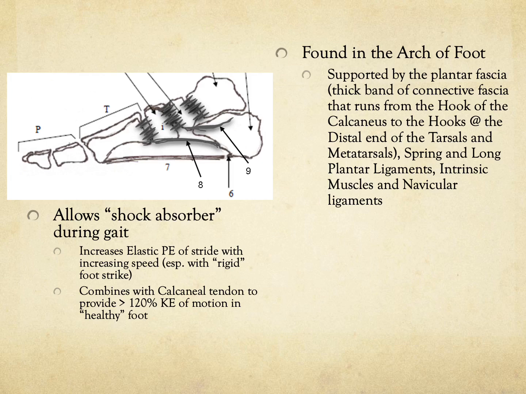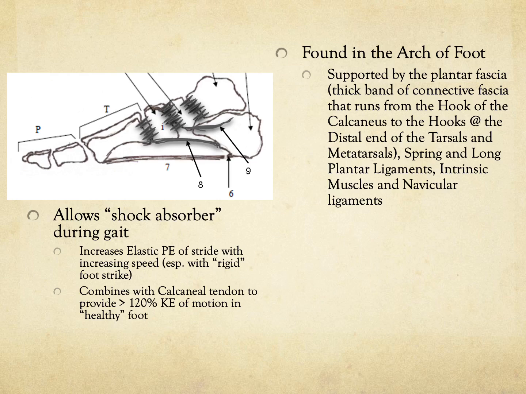Combined with the plantar fascia, which is running from the hook of the calcaneus to the hooks of the distal edges of the tarsal bones and metatarsal bones, they're able to keep the arch intact as long as the navicular bone stays in place. The navicular bone is just anterior to the talus, just anterior superior to the calcaneus, just posterior to the cuneiforms. And it acts as the keystone to the arch of the foot.